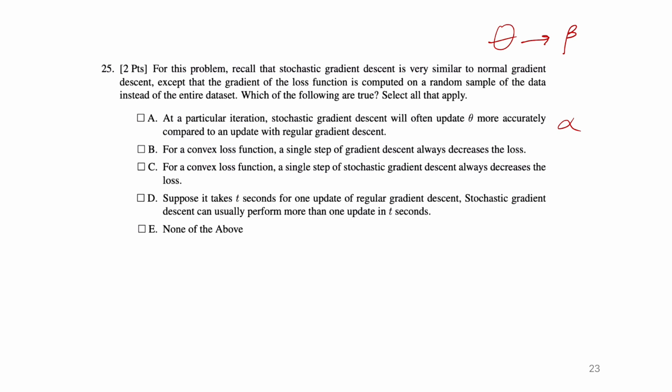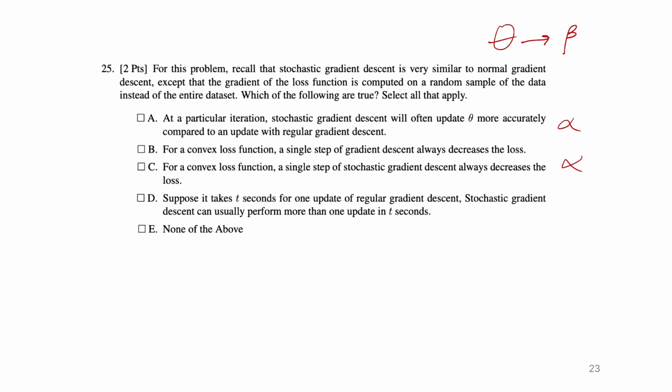Okay, so it is false. And the same reason why is because of our alpha value, our step size. Okay? So now D, suppose it takes t seconds for one update of regular gradient descent. Stochastic gradient descent can usually perform more than one update in t seconds. Is this true?